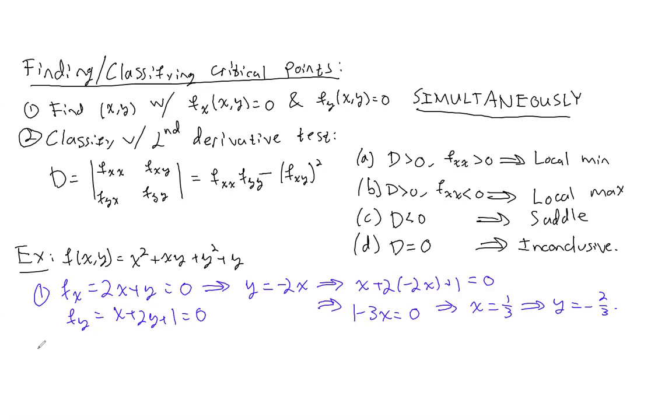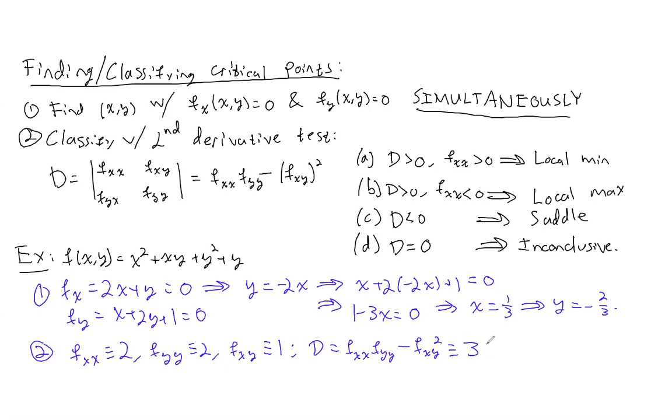Now, how do we classify this? Well, fxx is a constant function 2. fyy is also a constant function 2. fxy is a constant function 1. Those three, that triple equal sign means it's a constant function. And what all of that tells you is that our Hessian, which is fxx fyy minus fxy squared, well, that's also constant.